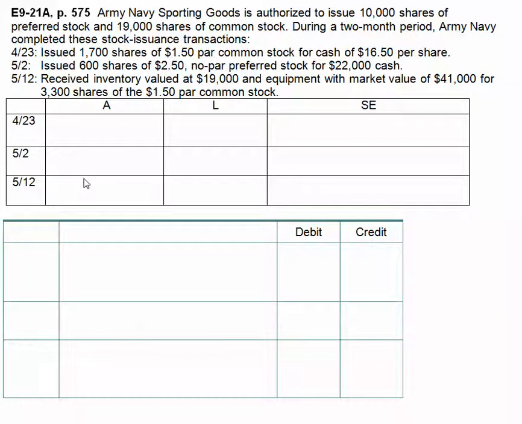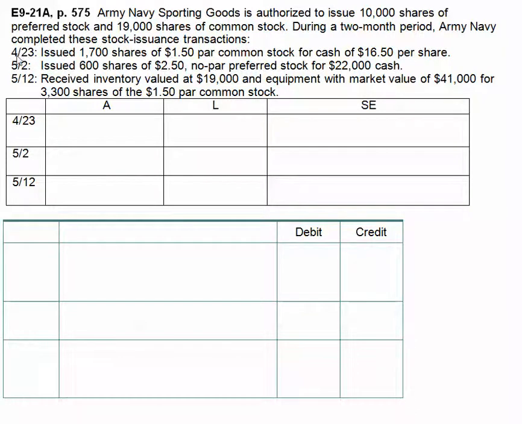Okay, let's look at this example here, E921A, where we have a company that's allowed to sell 10,000 shares of preferred stock and 19,000 shares of common stock. When I say allowed, I mean the state in which this company is incorporated says the maximum number of shares you're allowed to sell, issue, are these amounts.